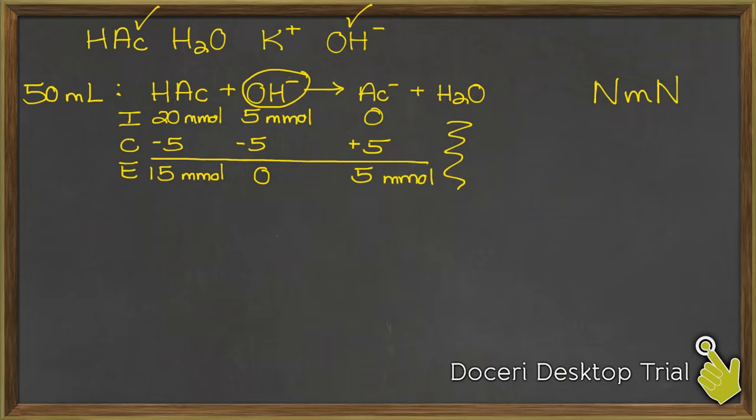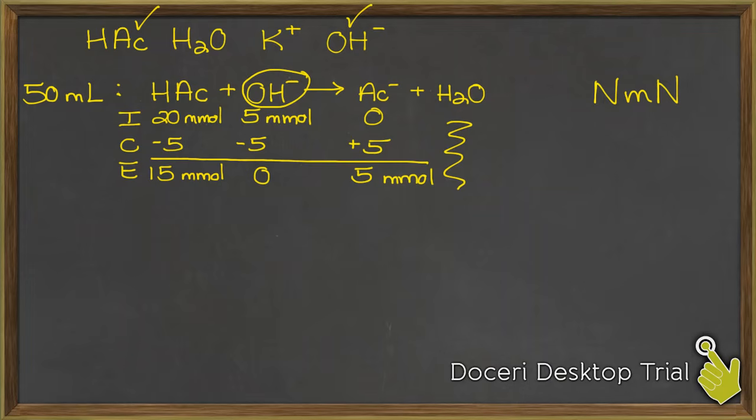Now, what do we do at this point? We're trying to find the pH. Well, ladies and gentlemen, this is really cool. Look at the two species that I have left over here. I have acetic acid and acetate ion. Guess what we're now left with? We're left with a buffer.